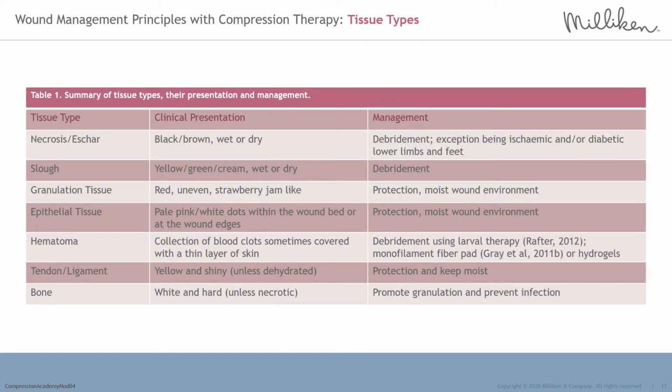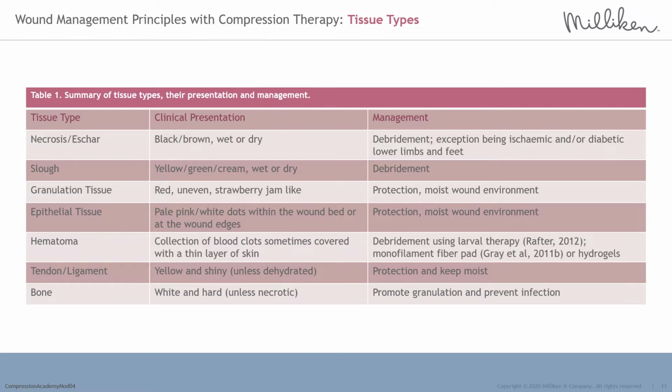Tissue types. The correct wound bed assessment and identification of different tissue types is essential to ensure the correct dressing materials are selected to achieve the wound healing objective. Tissue type identification and management strategy is therefore critical to successful healing outcomes.